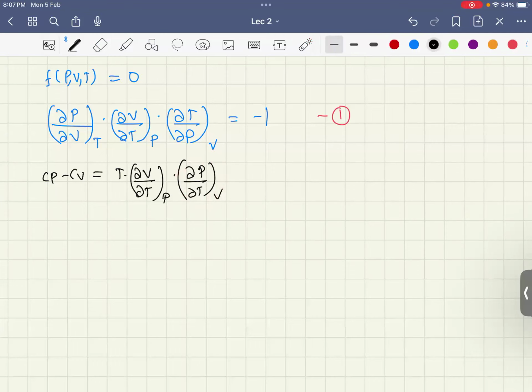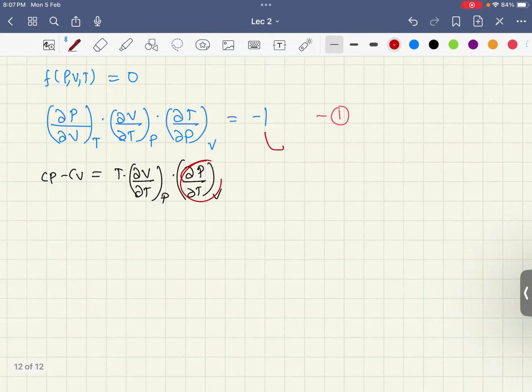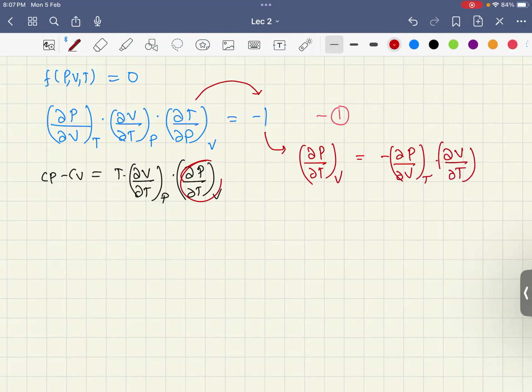Can we replace both terms? We can replace anything, the answer is going to remain the same, but I am going to replace this one. From the cyclic rule, I take the term ∂P/∂T at constant V. It will get inverted. This is nothing but minus (∂P/∂V at constant T) into (∂V/∂T at constant P). Now I replace it here.